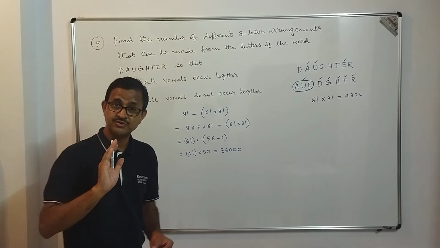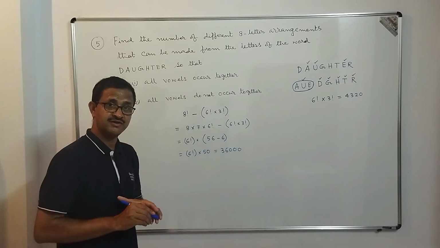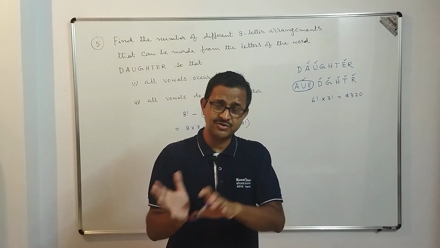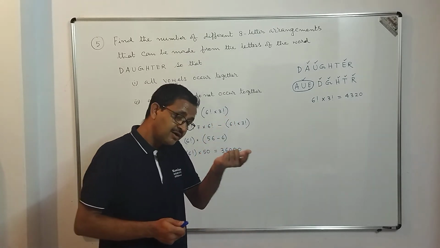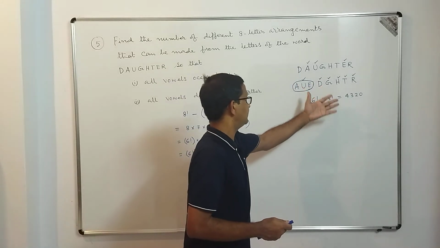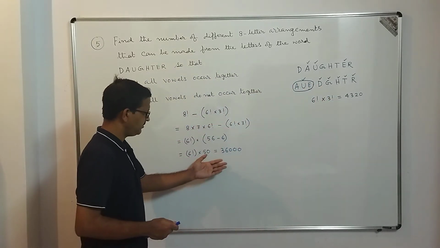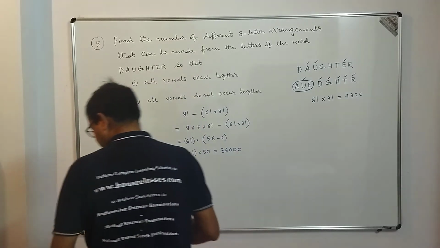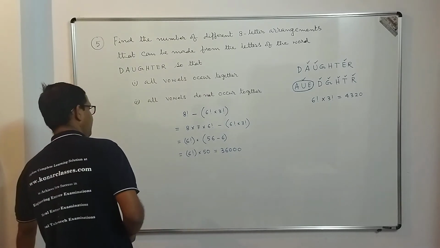Okay, dear students, I hope you got it. This is very important to understand: for all vowels not occurring together, we take all the permutations, where vowels are together and not together mixed up, and from there we subtract the permutations where the vowels are together. This is 4320. So 8 factorial minus 4320, you will get the same value, 36,000. Okay, dear students, now we can proceed to the next question, and I am going to write the next question.